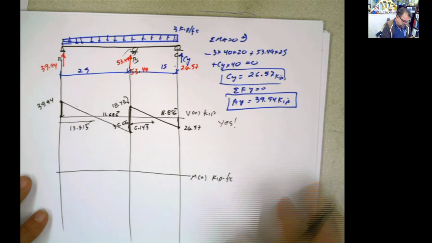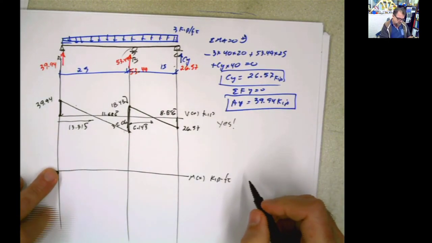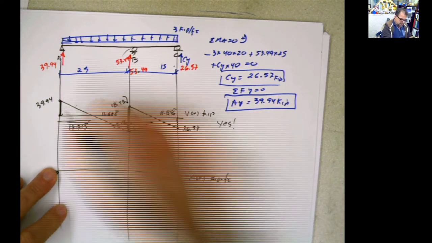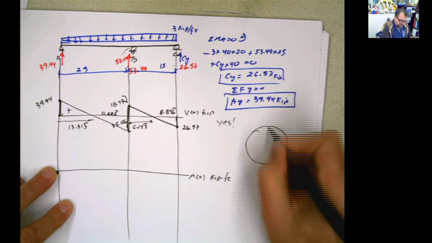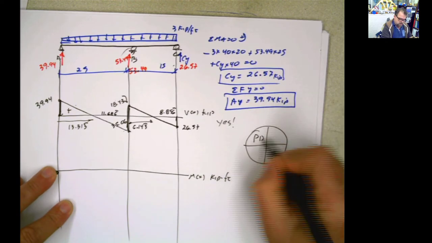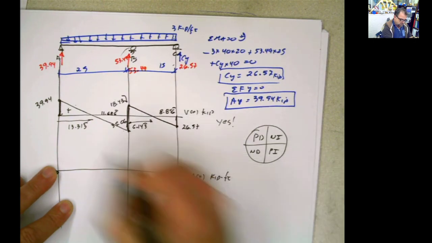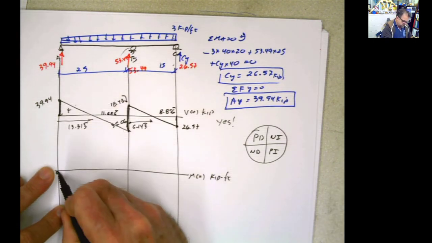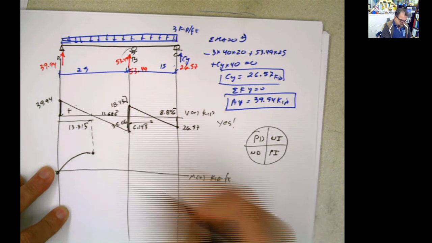And once you have that, then we can calculate the moment. We come here, we start from zero because that is a pin support. There's no concentrated moment there. I have this shape. That shape is positive decreasing. Positive decreasing is going to be like that. Maximum moment at that point.